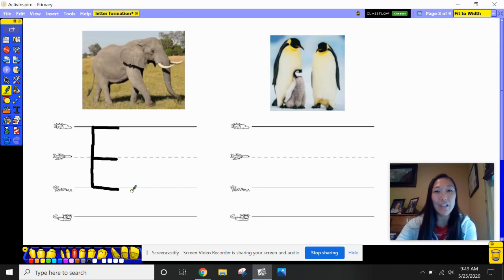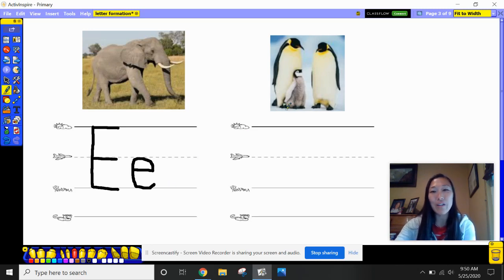Very good. Now let's do the lowercase e. The lowercase e, you're going to start in the middle of the plain line and the grass line. So go straight out, stop, and curve back on the plain line. Touch the point where you started and curve down to the grass line. E, ed, eh. Very good.